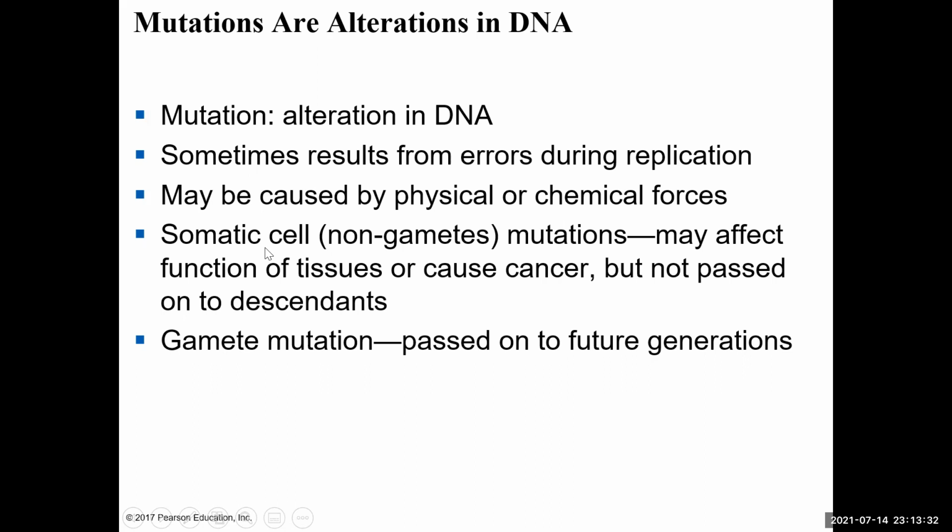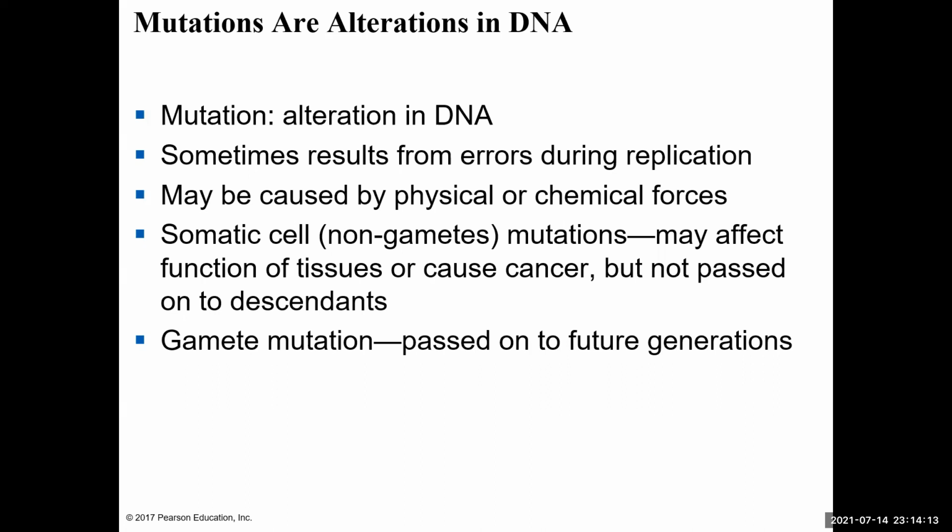So in our body, we have two different types of cells. We have somatic cells, which are all of the cells in our body except for our gametes, so our sperm and our eggs. Any mutations in these somatic cells can affect the function of the tissues. They can cause cancer. Whatever effect that mutation has on that cell will be apparent in that individual, but that mutation cannot be passed on to the descendants because the DNA in the gametes is the only DNA that's passed on to the offspring.